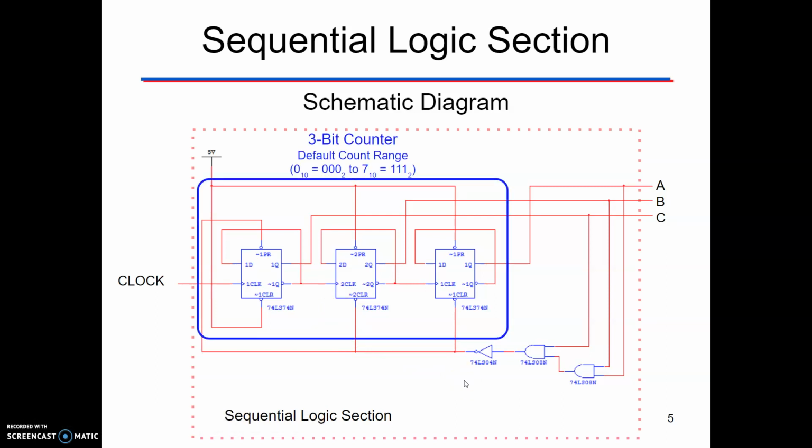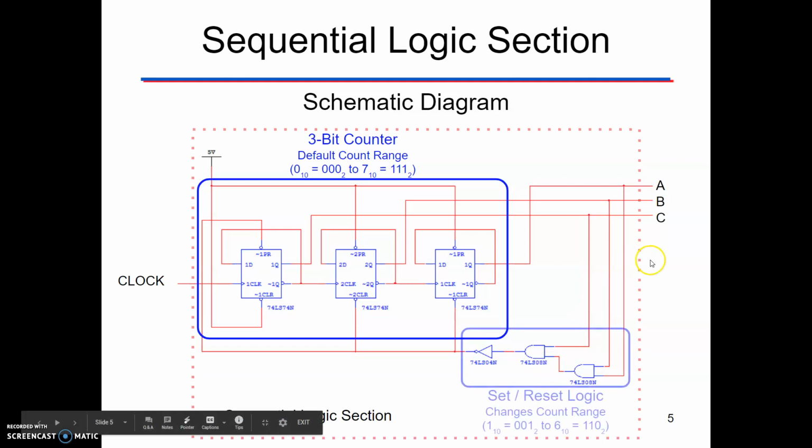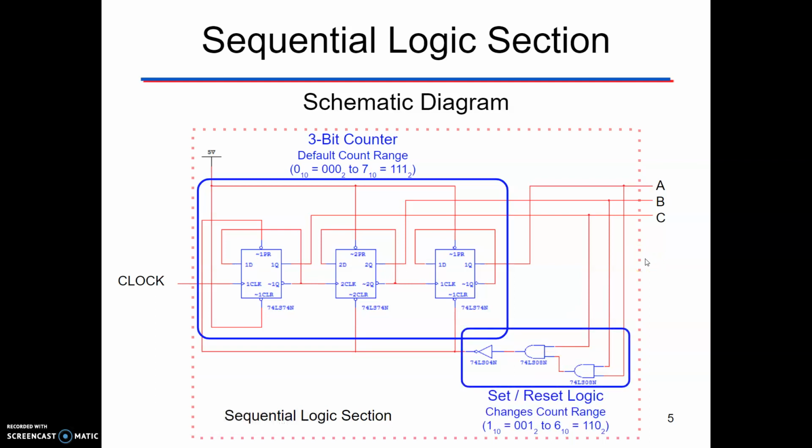So this essentially creates a 3-bit counter with our default count range. That 3-bit counter is what allows us to control the outputs in a way that we can get the random numbers that we need. And then down here we have the set reset logic, and this results in a count range of 0, 1 to 110, which is what we need for the board game counter. So we need to get it dialed into 1 to 6.